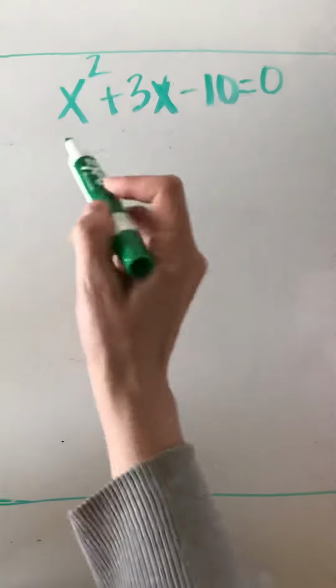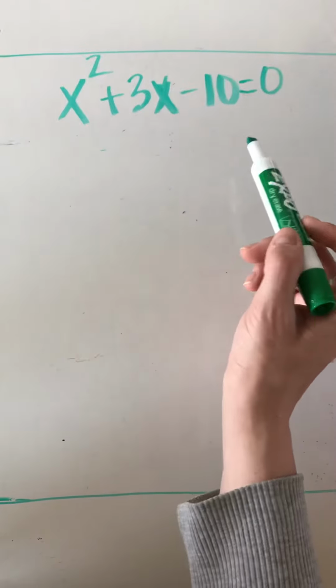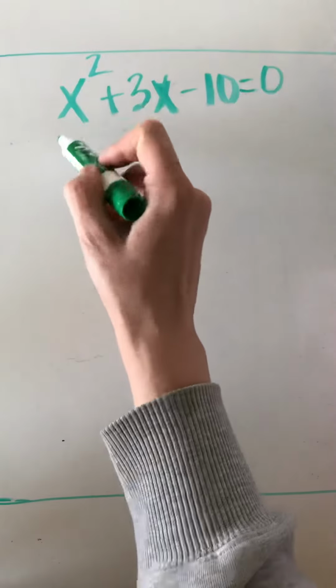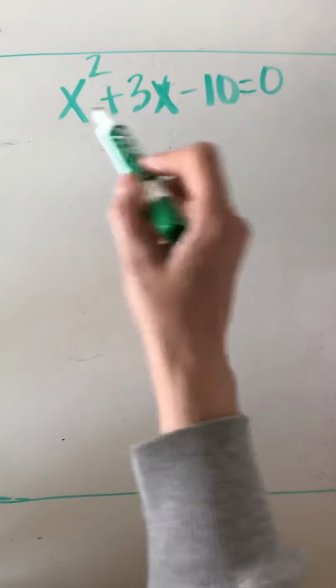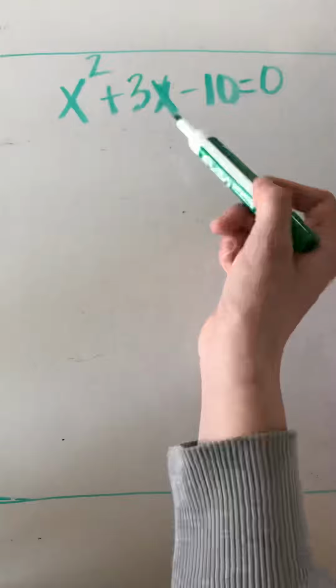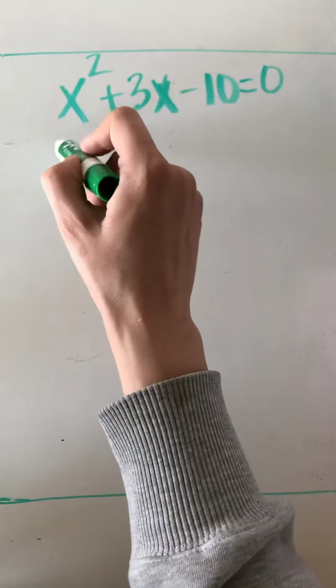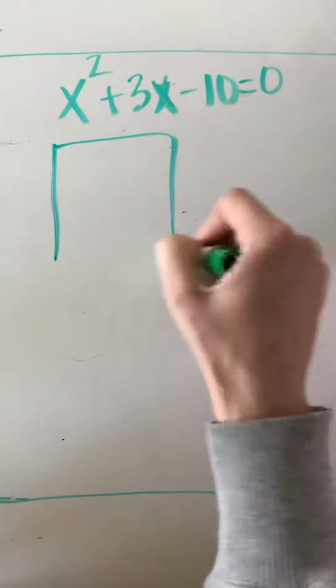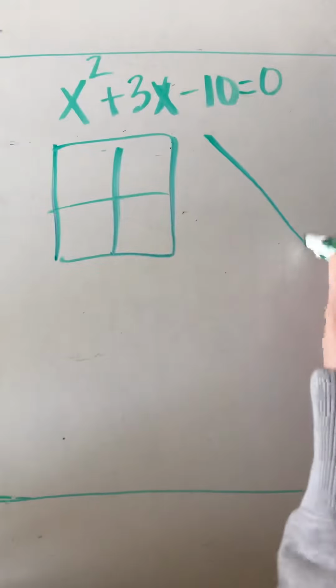Okay, if I want to solve x squared plus 3x minus 10 equals 0, then I know it's in standard form, right? Because it's got an x squared and an x, so I can't solve it as it is. So I've got to factor and use the zero product property.